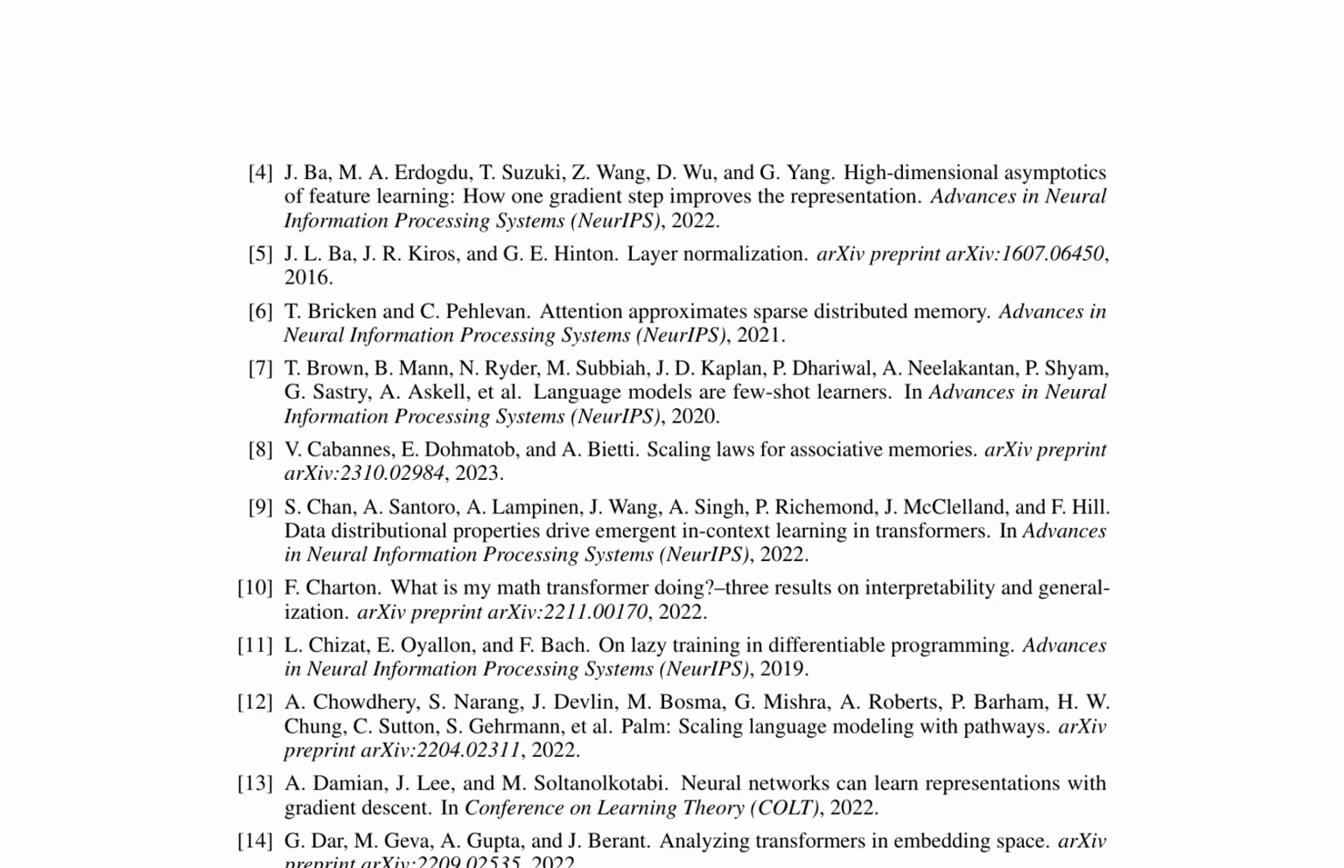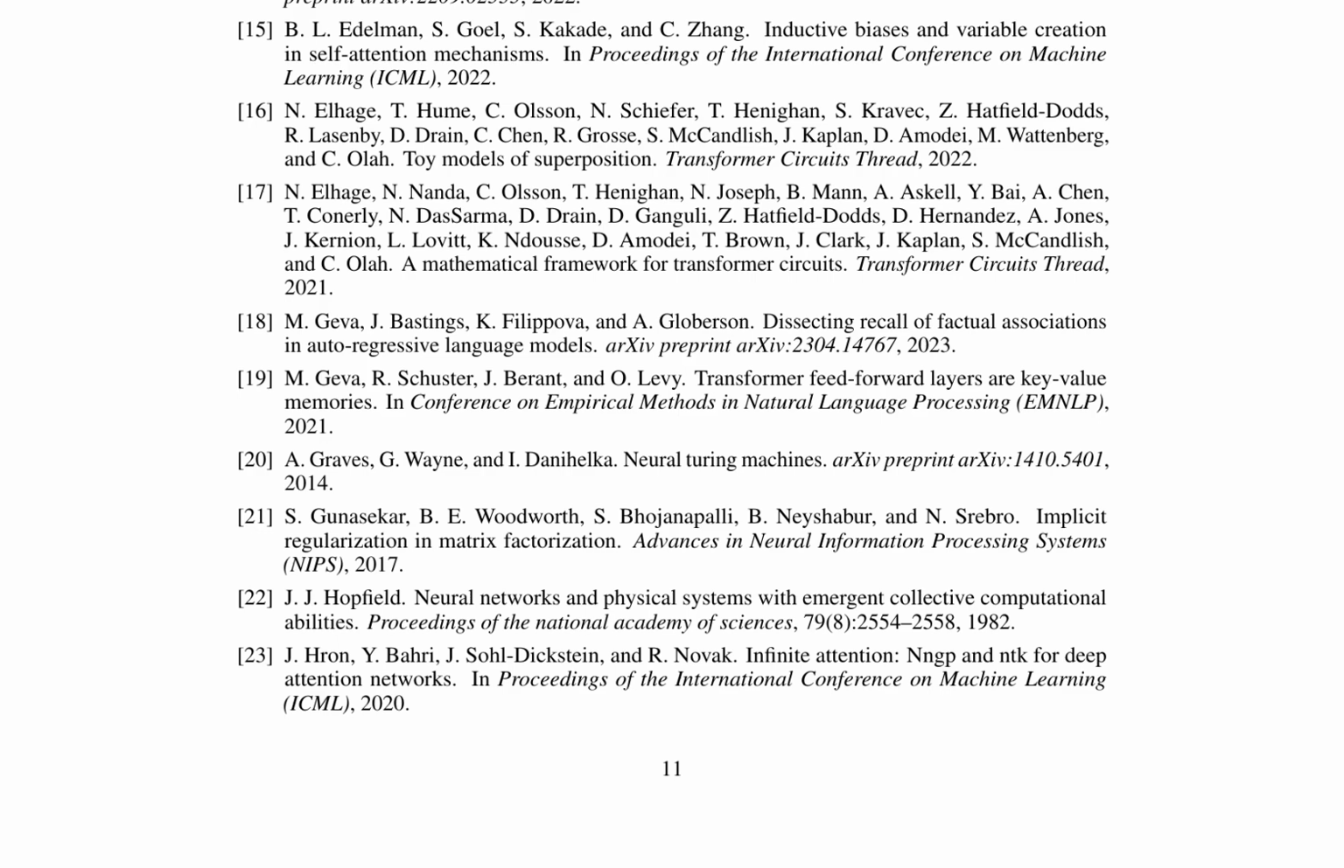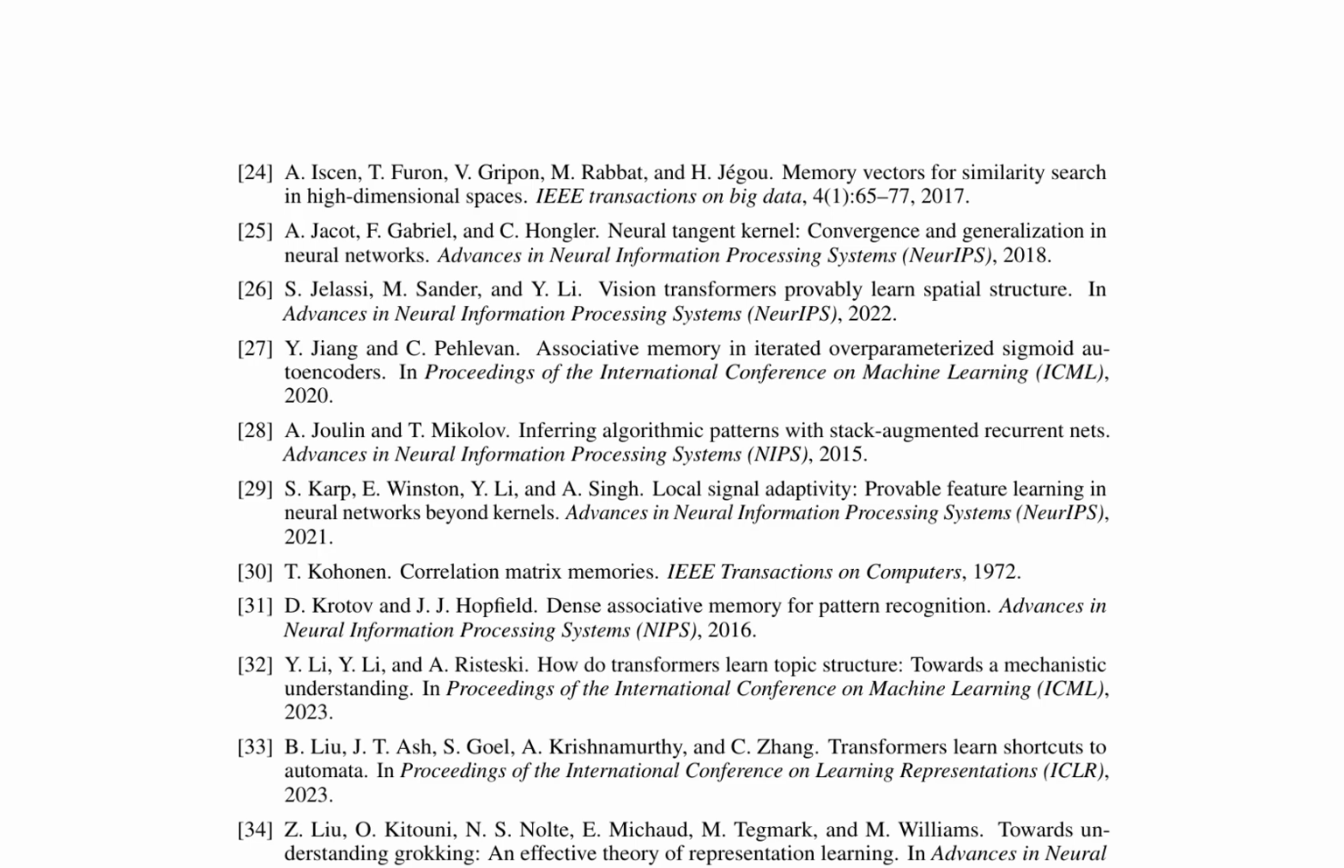The research presented on pages 11 and 12 delves into various aspects of machine learning, focusing on topics such as neural networks, attention mechanisms, and transformer circuits. It discusses the high-dimensional asymptotics of feature learning, how one gradient step improves representation, and the significance of gradient descent in neural networks. The pages also explore the concept of implicit regularization in matrix factorization and its implications.